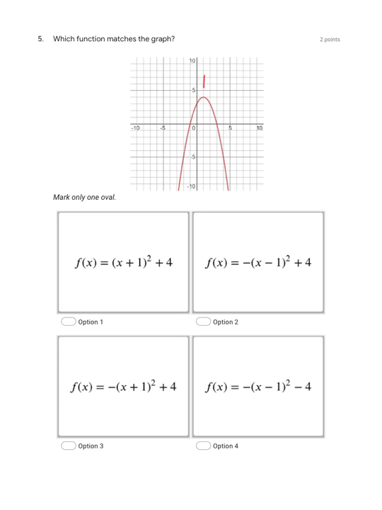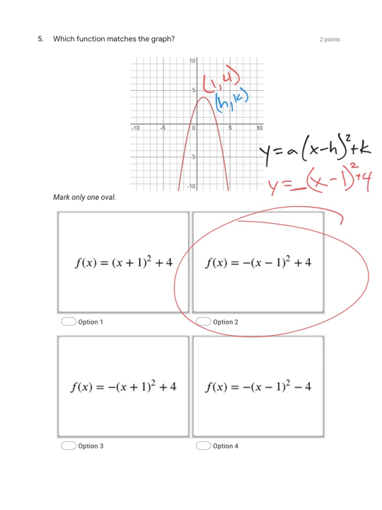The vertex is the point 1, 4, and that is my h and k in my function that says y equals a times x minus h squared plus k. So right away I have to find the one that says y equals something times x minus 1 squared plus 4. The only option is this one, so it has to be option 2.